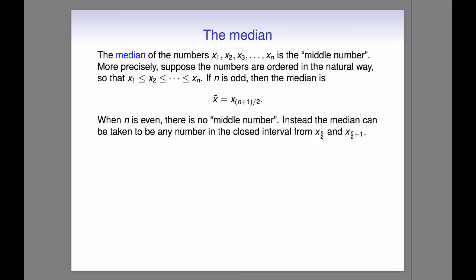But there's another concept which is similar to the mean, and that's the median. And this is widely used in statistics. And part of the reason is we'll see that it's quite a robust statistic. The median of a collection of real numbers is simply the number in the middle. So if we order the numbers in the natural way, if n happens to be odd, it is the middle number. So if the numbers are x1 up to xn, it's x(n+1)/2. If n is even, there's no middle number, but instead we could take the median to be any real number in the closed interval between the two numbers closest to the middle.